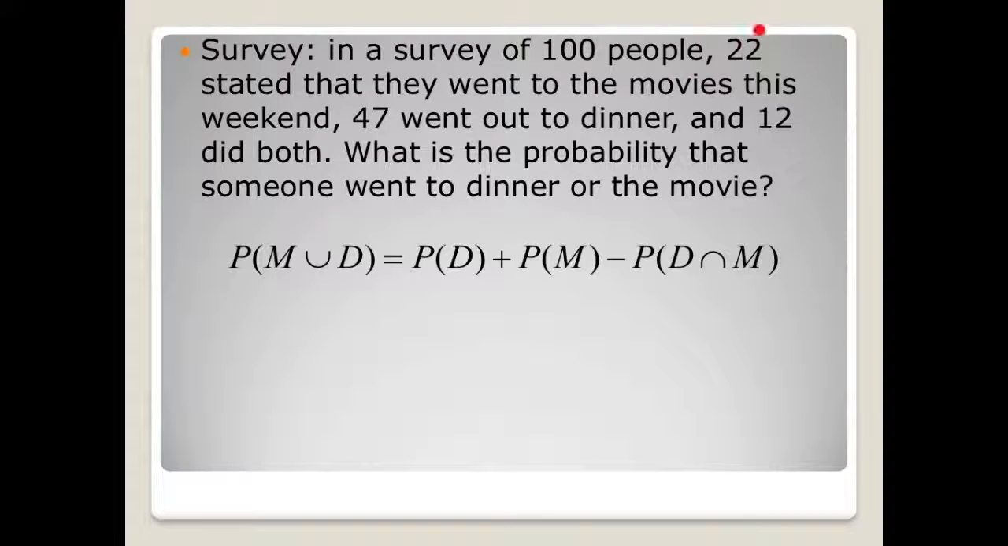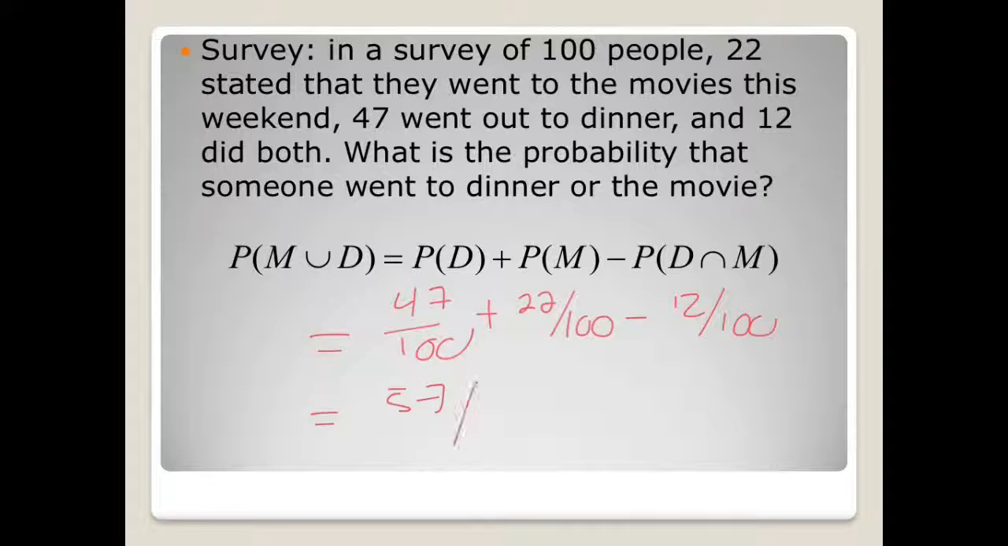If we go through, we have 22 people who stated they went to the movies. So the probability then would be 22 out of 100. We had 47 that went to dinner. So we turned that into a fraction, giving us 47 out of 100. And then we had a total of 12 that did both. So we're going to subtract 12 out of 100. To get our final answer, add the numerators together, and we end up getting 57 out of 100. So the probability that somebody went to the movies or dinner is 57 out of 100.